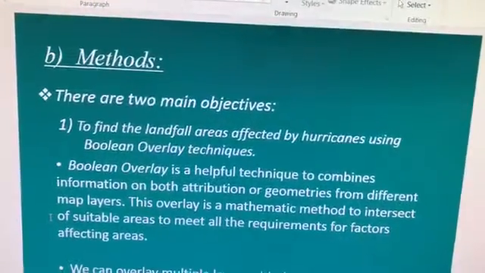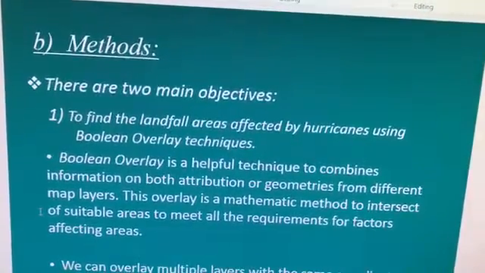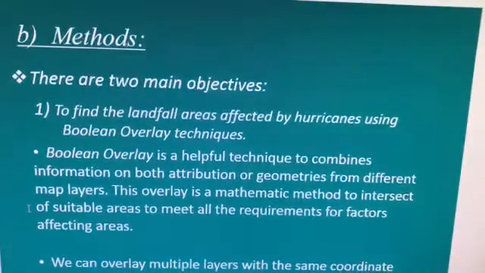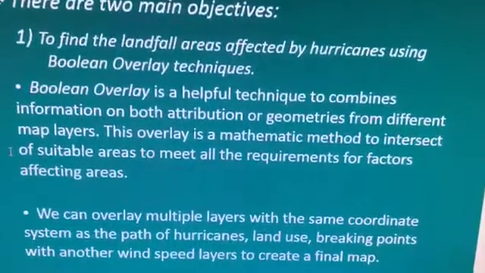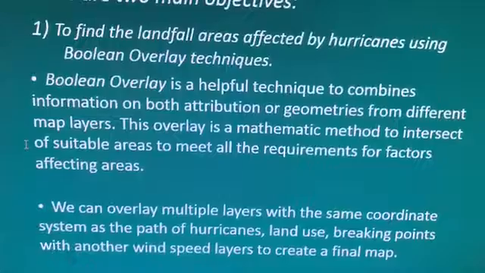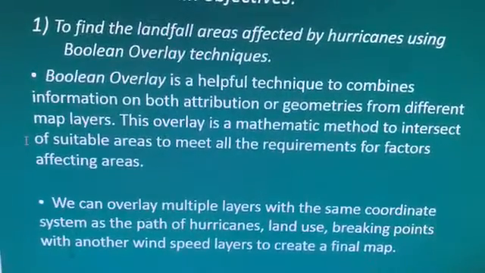B. Methods. There are two main objectives. The first thing, I need to find the landfall area affected by hurricanes using Boolean overlay techniques. Boolean overlay is a helpful technique to combine information on both attributes and geometry from different map layers.